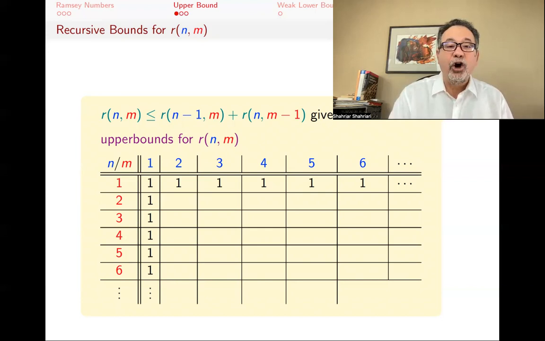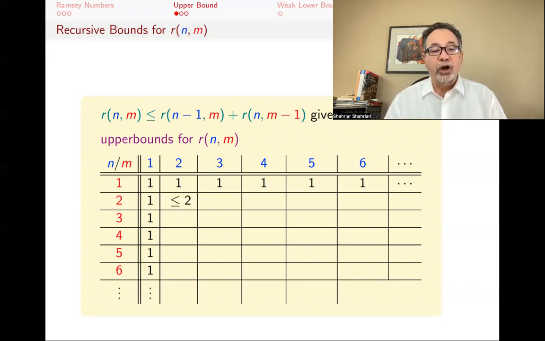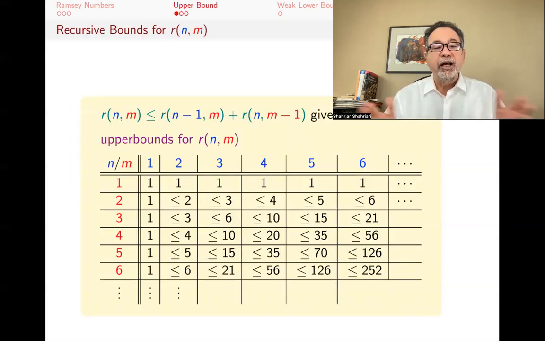So as I said, R1m and Rn1 are 1. If you want to write these Ramsey numbers in a table, you know that the top row and the first column are 1s. After that, though, you can use this relation to find bounds. So because R12 and R21 are less than or equal to 1, then R22 is less than or equal to 2. That we could find directly ourselves. But the point is that that bound will give you all kinds of bounds as you go along.